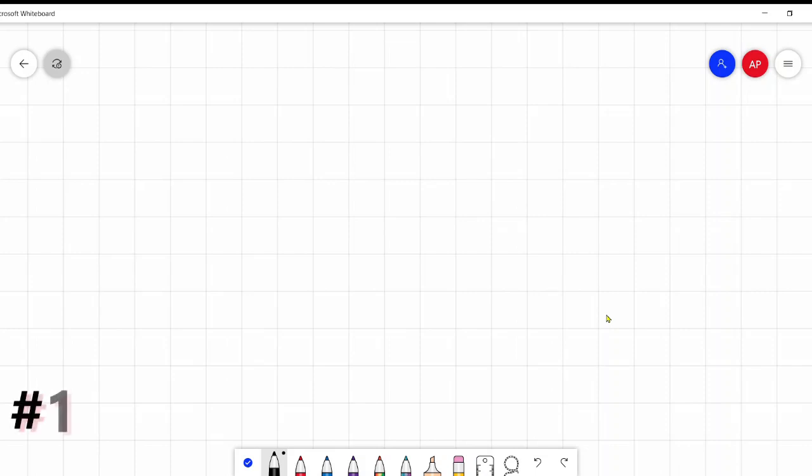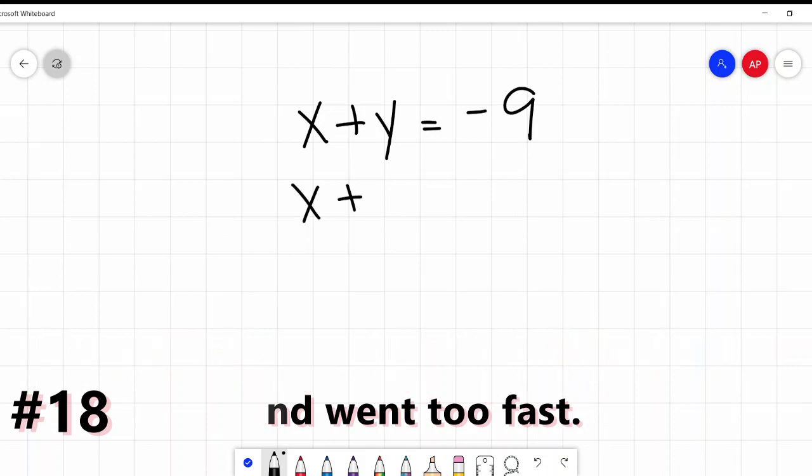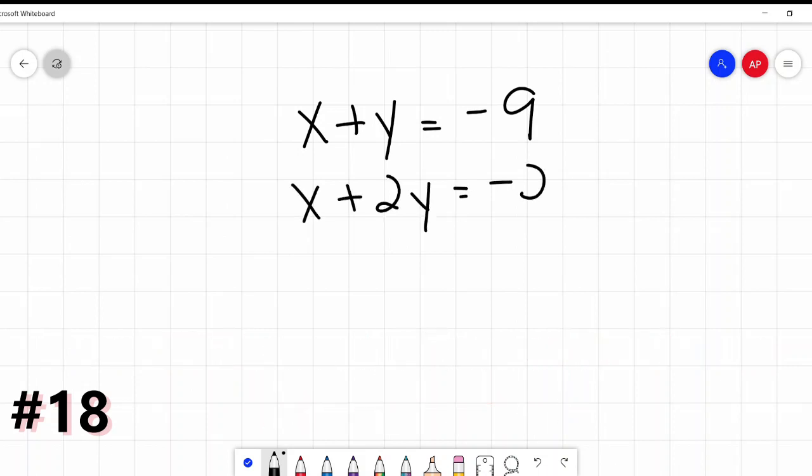Okay, next we're given a system of equations. X plus y equals -9. X plus 2y equals -25. And this, again, is number 18. I should have said that. We can solve this one of two ways really easily. We can do this as substitution. We can do it as elimination. I'll do it both ways.